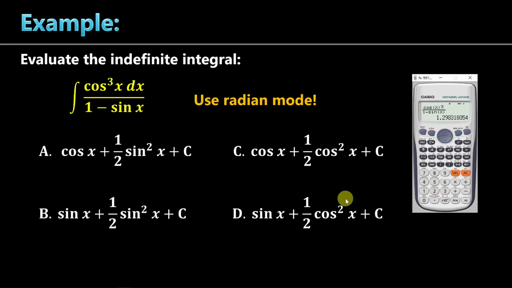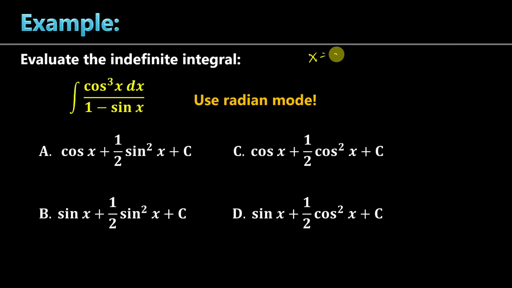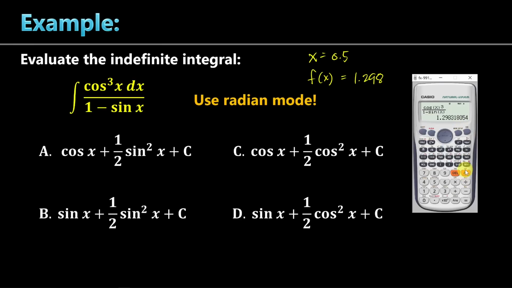1.298. Sulat natin dito. Ang x na ginamit natin is 0.5 at ang value ng f of x ay 1.298. So, anong sunod na gagawin? Trial and error, kukuhanan natin ng derivative ang mga choices. At kung alin ang magmamatch, siya ang tamang sagot.